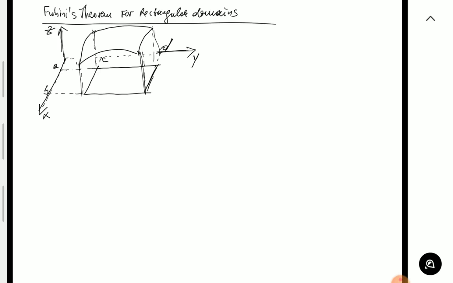So the main tool to actually compute double integrals is the so-called Fubini's theorem. There are several versions of it, and we're going to start today obviously with the one specific to rectangle domains, the case in which the domain is a rectangle. It's useful to know briefly how it works before we state it.